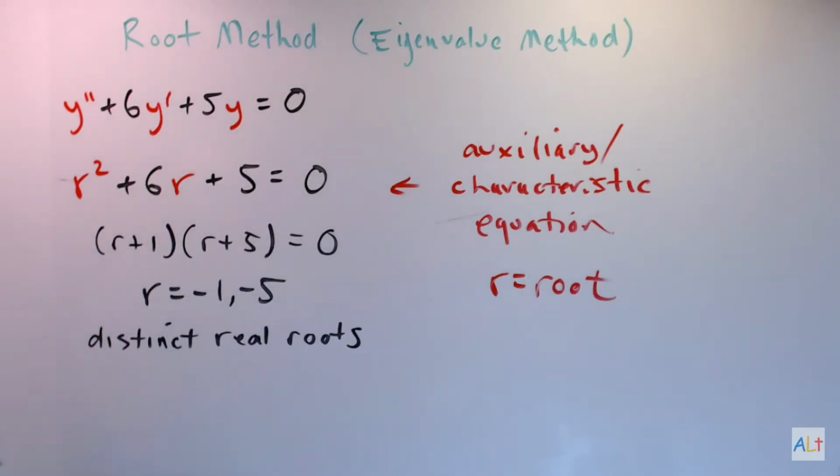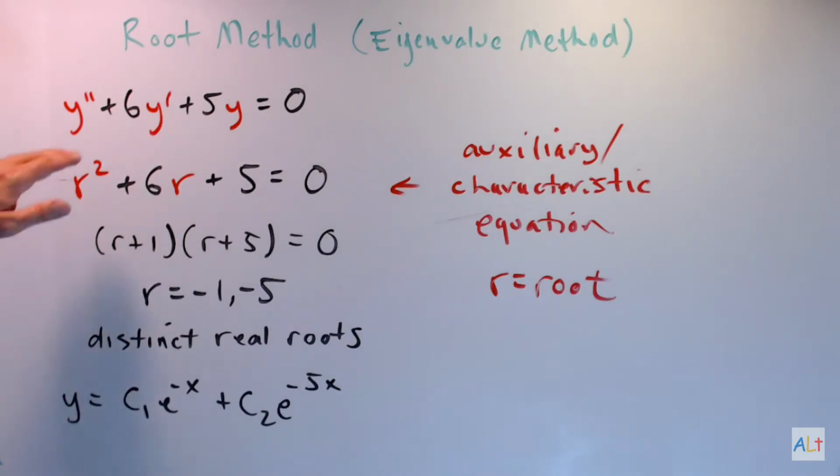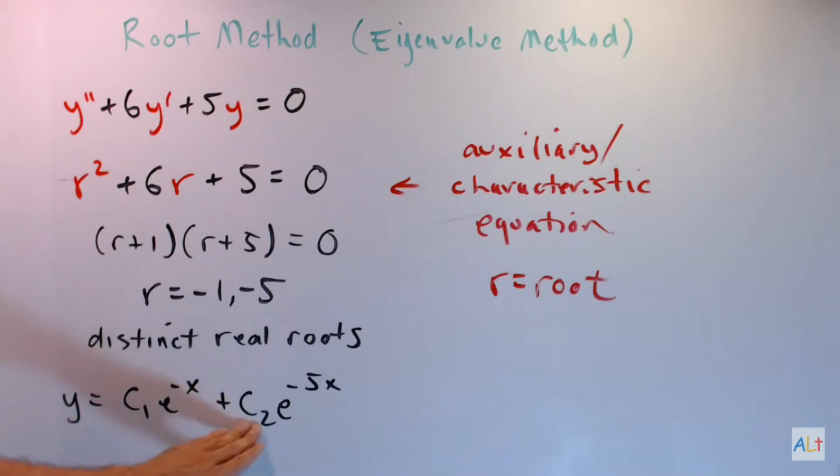In this case, the solution looks like this. So here's our general solution to the equation, which features a couple of exponential functions. The roots show up in the exponents. There's -1, there's -5. These coefficients could be any number you like, as long as they're constants.